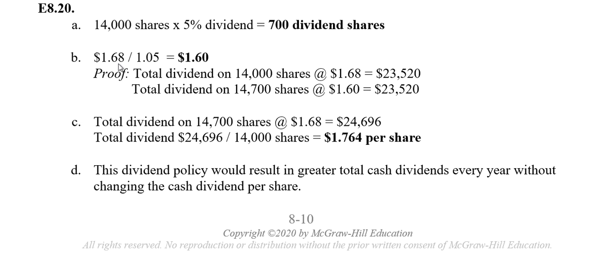Now, in C, it says, well, what if we want to go ahead and pay them the $1.68? Well, if we do that, then we will pay them $24,696. Well, then it says, well, what if again? What if we take the $24,696 and we just don't give them a stock dividend? So we have the 14,000 shares. Well, we would have to pay them then $1.764 per share than if we did not issue the stock dividend.